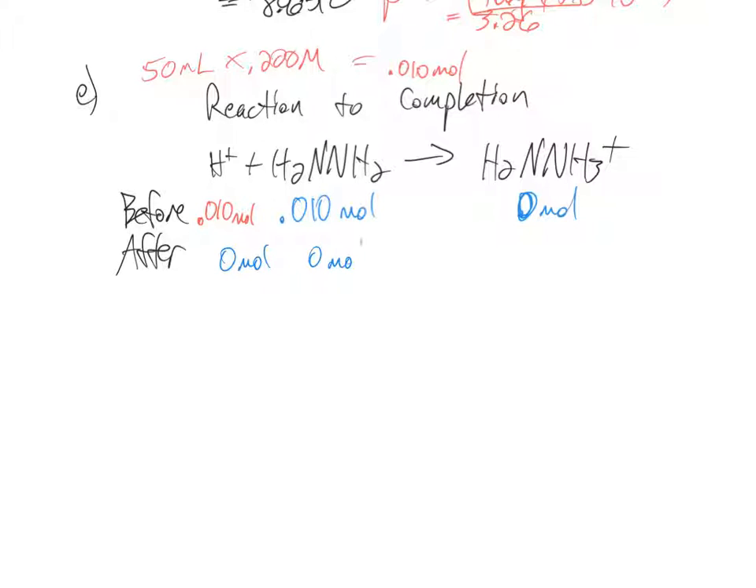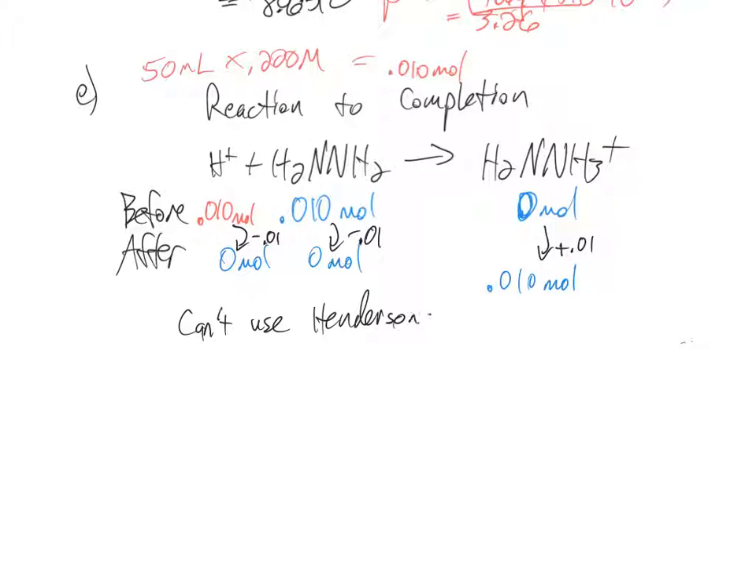At the end of the reaction to completion, we'll have reacted away all of the hydrogen and H2NNH2. On the right side of the equation, it's an increase of H2NNH3. Here, we don't have any weak base left. We don't have any strong acid. The only thing we have left over is some of the conjugate acid of the weak base. So we cannot use Henderson-Hasselbalch. We'll ice it down.